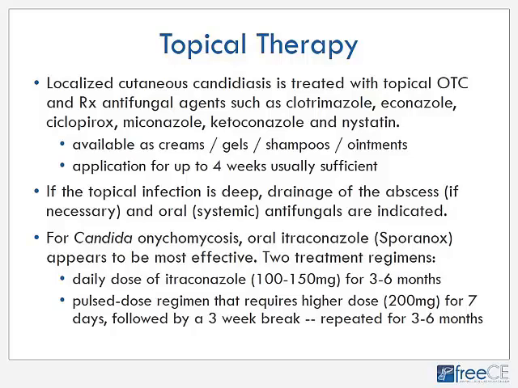If the topical infection is quite deep, drainage of the abscess, if necessary, and oral systemic antifungals are certainly indicated. For infection of the nail beds, onychomycosis, oral itraconazole or Sporanox appears to be the most effective. And there are 2 treatment regimens that are recommended, either a daily dose of itraconazole for 3 to 6 months, dosage ranging from between 100 to 150 milligrams daily, or a pulsed dose regimen, which requires a higher daily dose, say 200 milligrams, for 7 days, followed by a 3-week hiatus, and this cycle is repeated for 3 to 6 months.